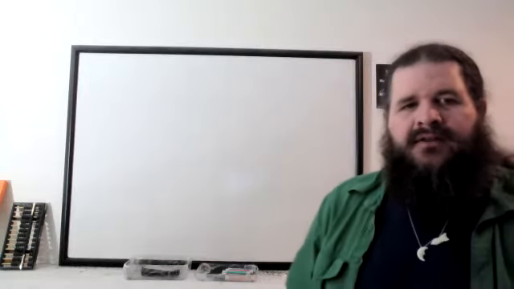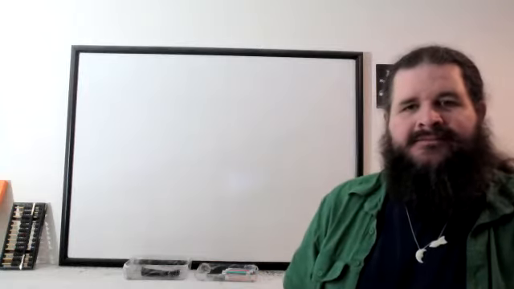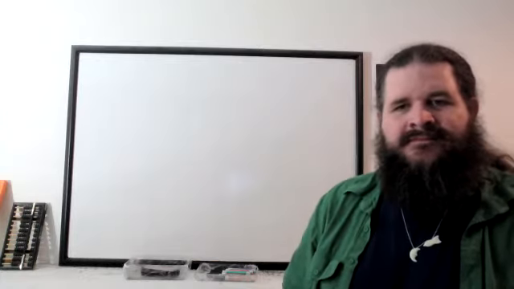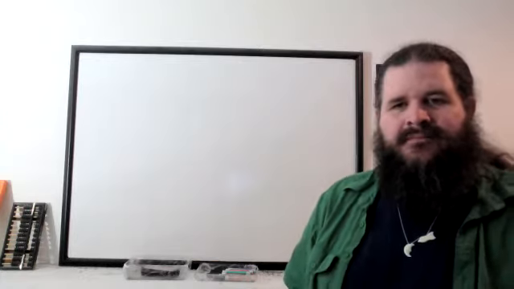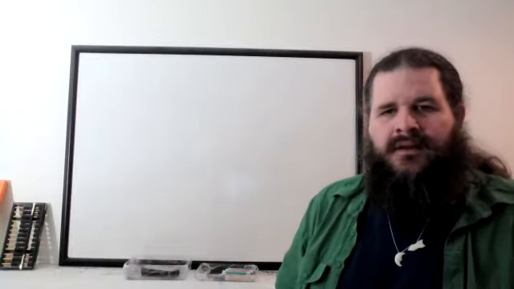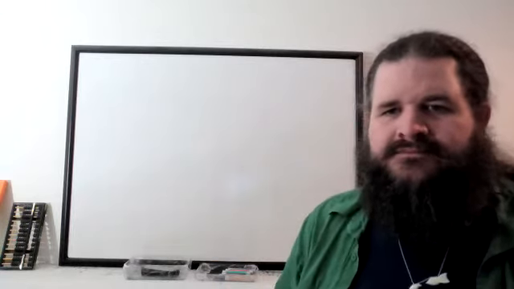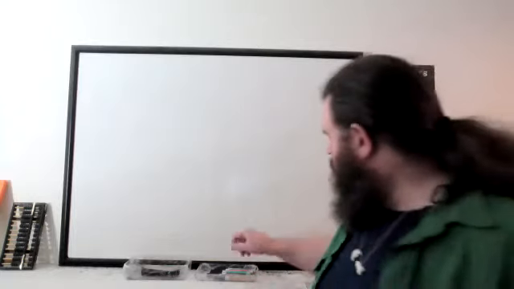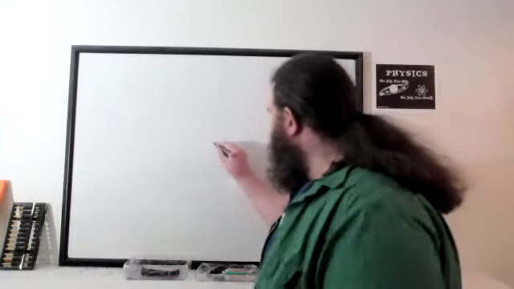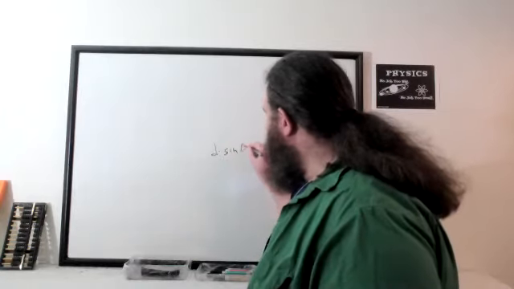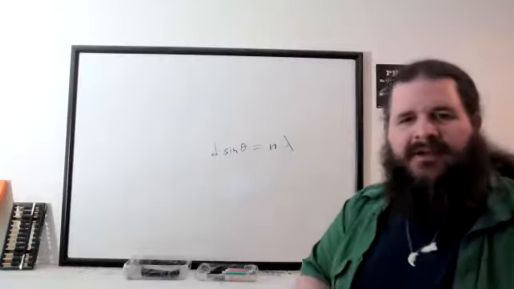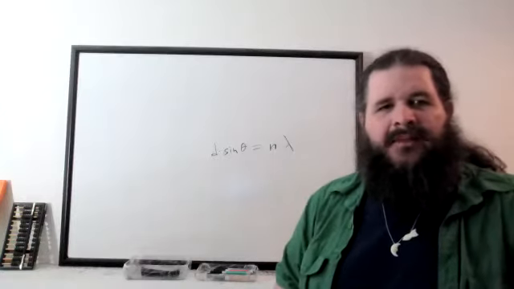Any questions on the general idea so far? Yeah, go ahead. The n in the double slit experiment? The n in the d sine theta equals n lambda. The n is basically just keeping count of which bright spot we're talking about.